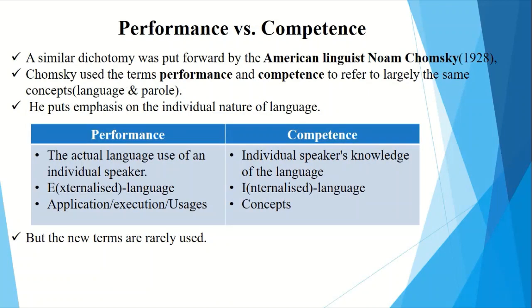Performance versus competence. A similar dichotomy was put forward by the American linguist Noam Chomsky in 1928. According to Chomsky, the terms performance and competence refer to largely the same concepts as language and parole. He put emphasis on the individual nature of language. Actual language used by the individual speaker is performance. In contrast, the individual speaker's knowledge of the language is its competence.